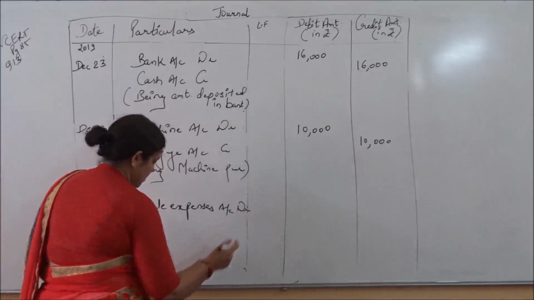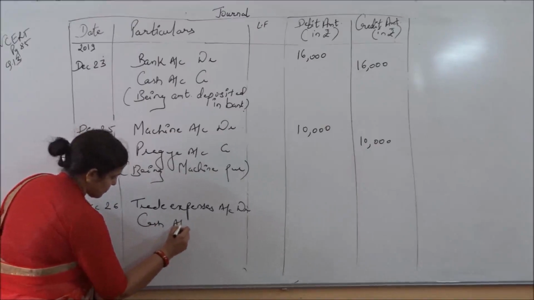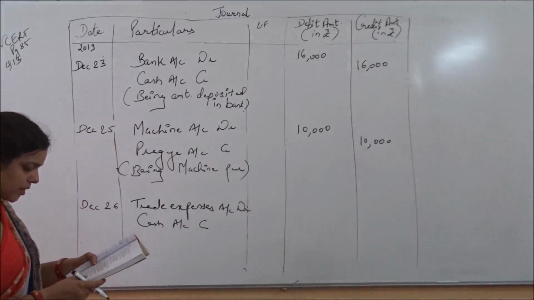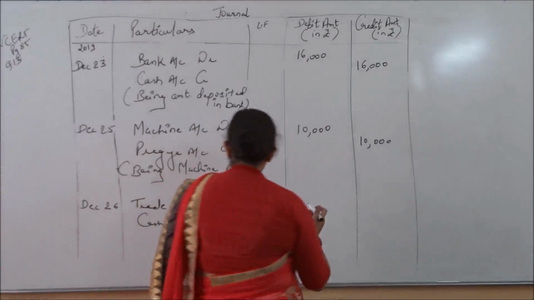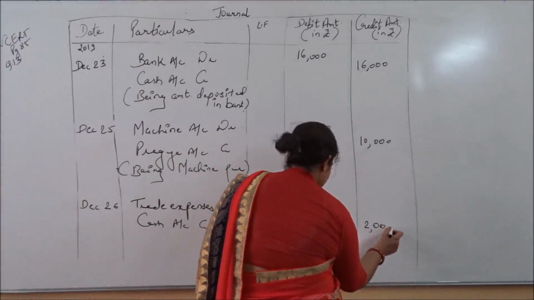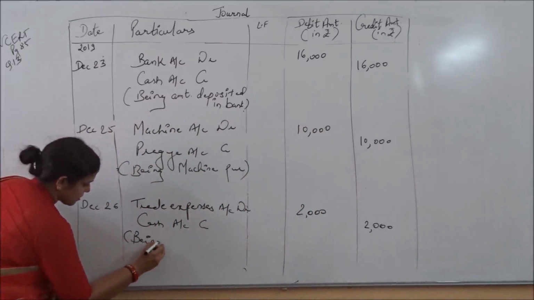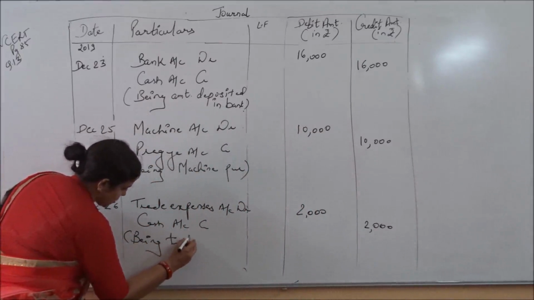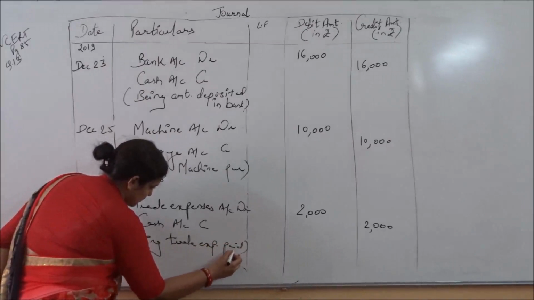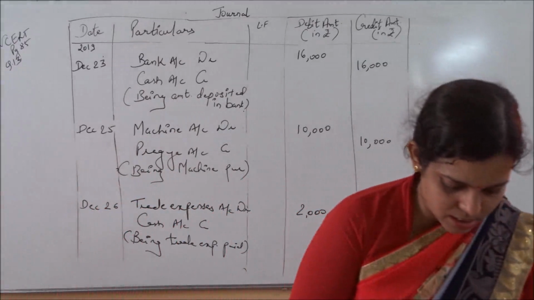Trade expenses account debit and cash account credit. Cash account credit. How much trade expenses are paid? You can see on December 26, it's 2000, right? 2000. Being expenses paid. Being trade expenses paid. Like that. Okay, then next one, December 28.